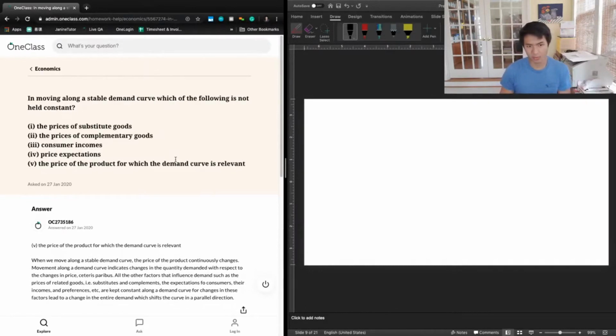And so what we're again looking at here is this distinction between the movement along the demand curve and the shift of the demand curve. If you're moving along a stable demand curve, then the only thing that causes changes is changes in price, right? Everything else is held constant. Any demand determinants is going to be something that shifts the demand curve overall. And so if we're not talking about shifts, then all demand determinants must be held constant.